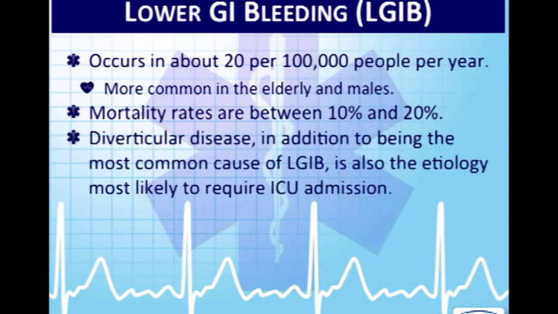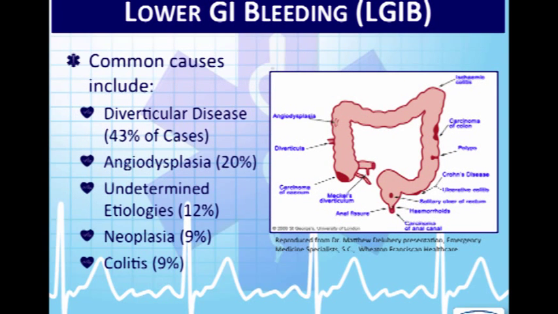Lower GI bleeds happen predominantly in the large intestine. They can happen at the very end of the small intestine as well. These are also fatal, somewhere around 10% of the time. One in 10 will die. The most common is diverticular disease, and we're going to talk quite a bit about diverticulitis and diverticulosis, because it is a very big problem this day and age. We also see what we call AVMs, angiodysplasias. We see cancers and colitises causing GI bleeds in the lower tract, and we will be able to figure out what is causing these bleeds.